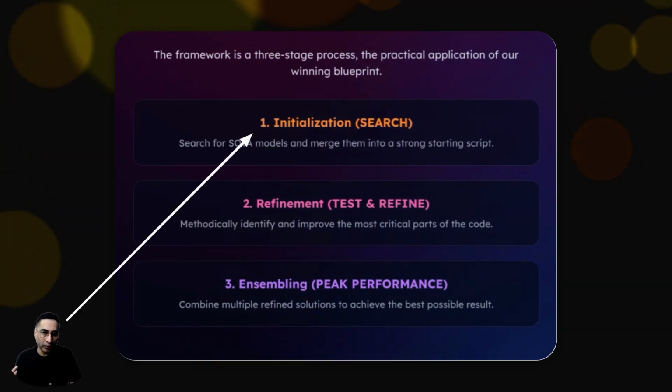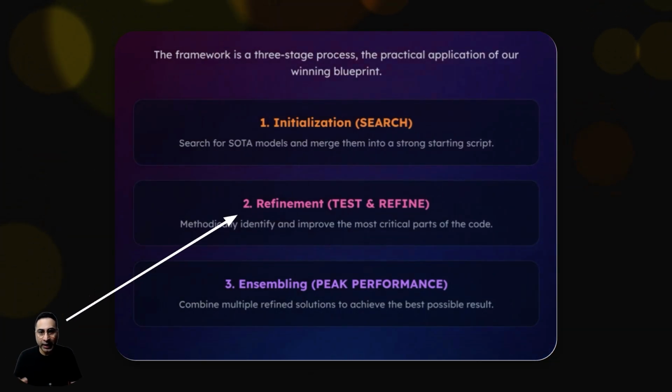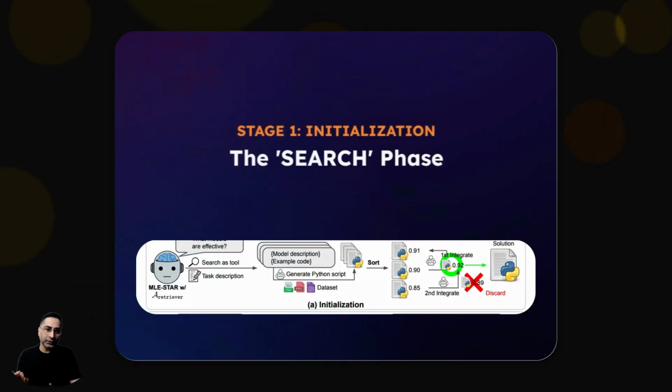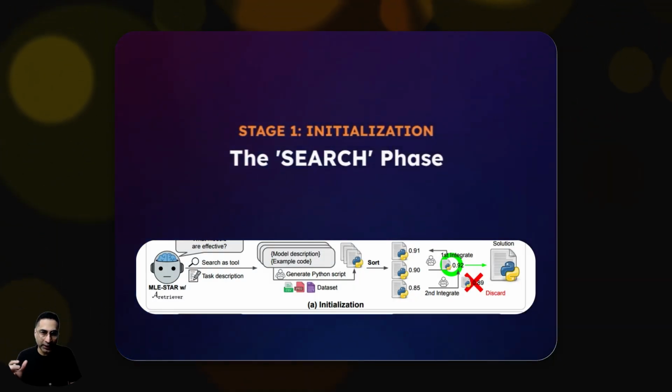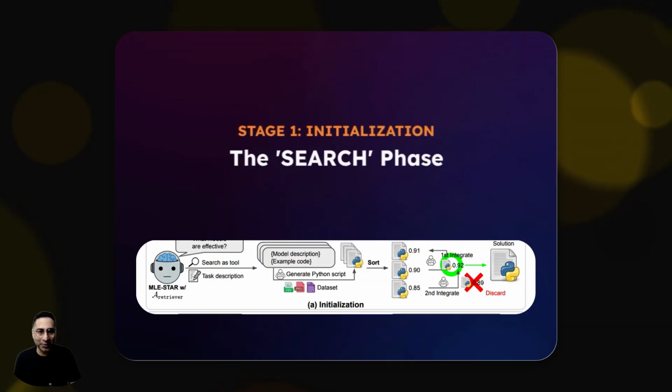Now, the framework itself is a three-stage process. Number one is initialization, then refinement, and then the last one is ensembling. Now, let's start with initialization. That is the first stage in the search phase of our champion blueprint.